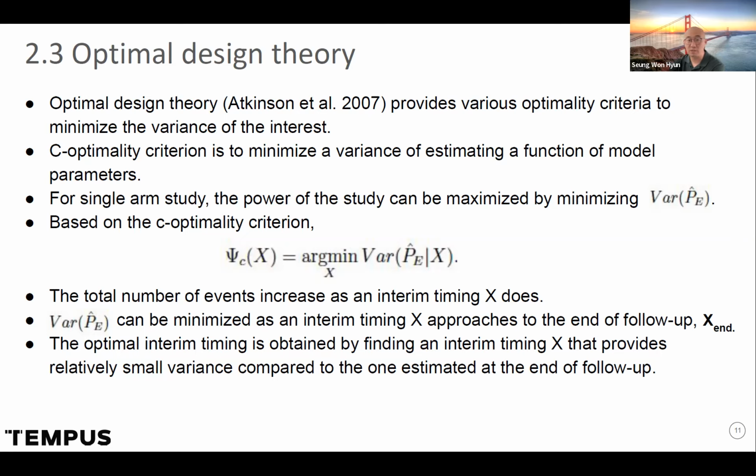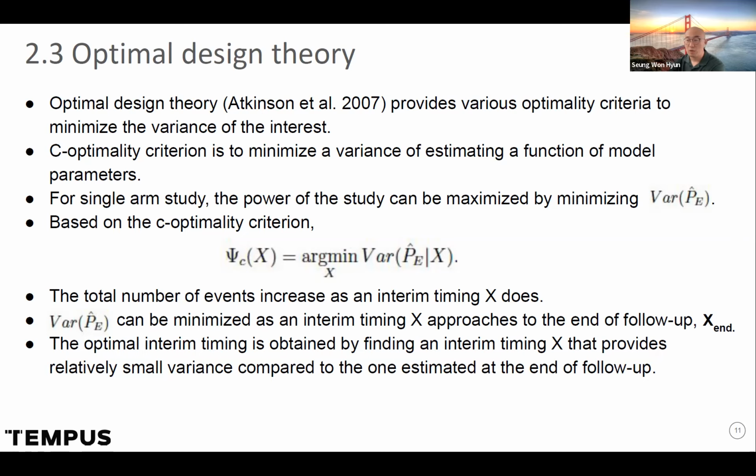As shown in the previous slide for the single-arm study, the power of the study can be maximized by minimizing the variance of the primary endpoint. Okay, and we know that the primary endpoint is a functional model parameter, the hazard rate. Thus, the C-optimality criterion can be applied to minimize this variance for the single-arm study. Then based on the C-optimality criterion, we search for the interim time x that minimizes the variance of the primary endpoint.